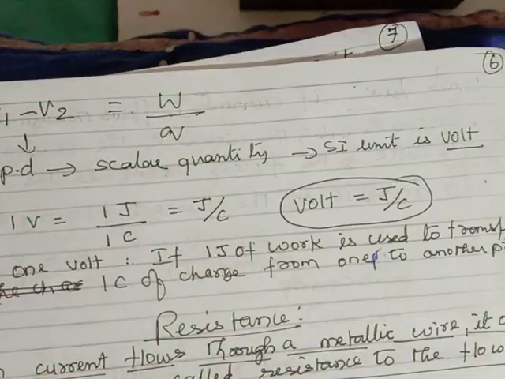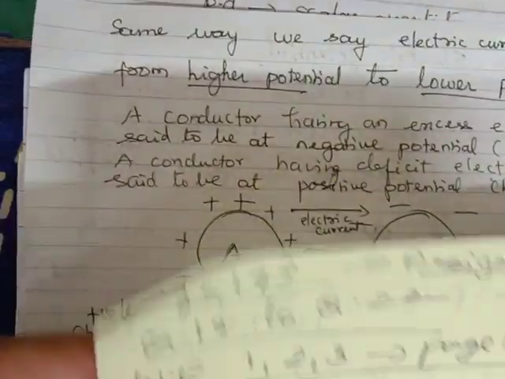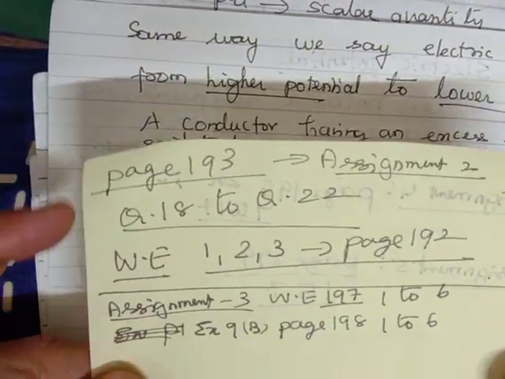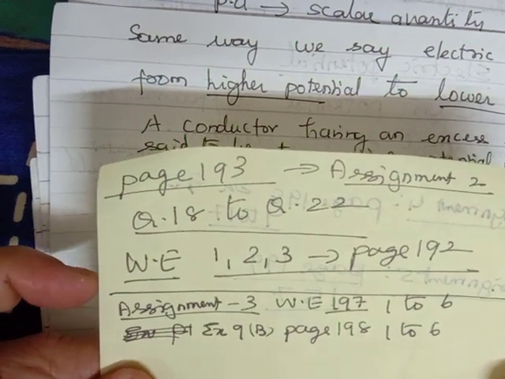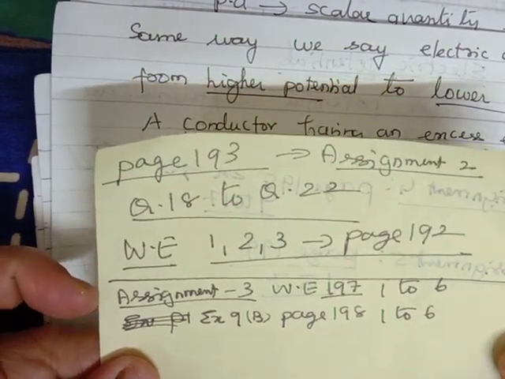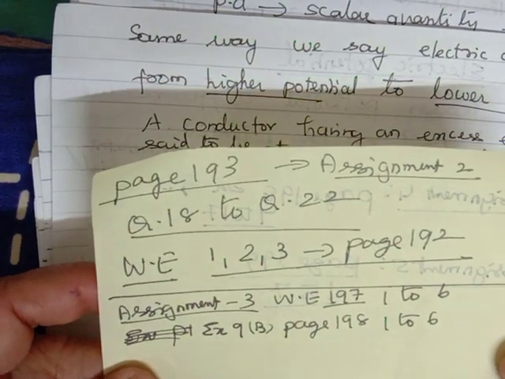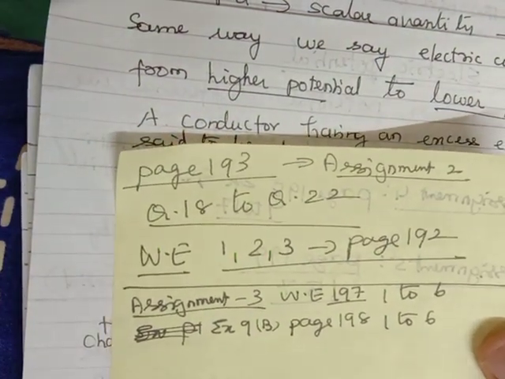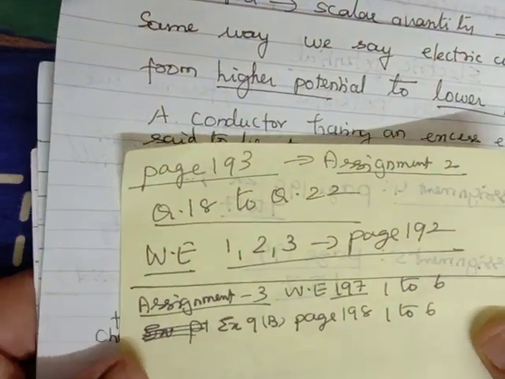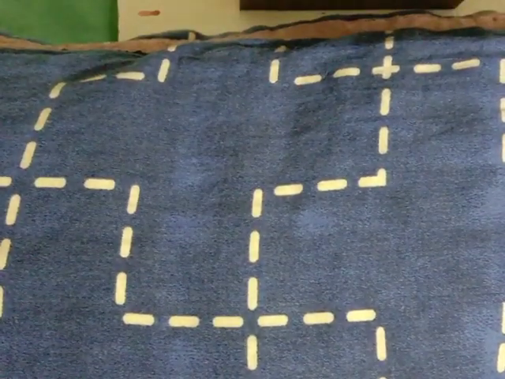Okay. So with this we will come to a conclusion with this topic, and children, I always end the topic with assignments. So assignment 2 will be page number 193, question number 18 to question number 22. Please learn thoroughly. Worked examples 1, 2, 3, please also solve, page 192. So I repeat, assignment 2, page 193, question number 18 to 22, and worked examples 1, 2, 3, page 192. With this I am coming to an end to this part.